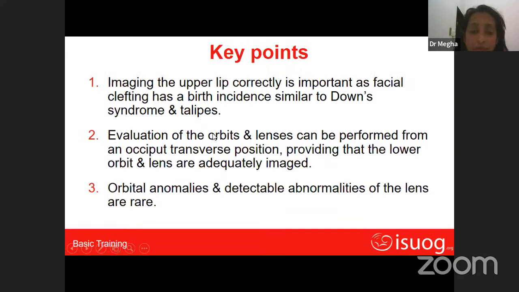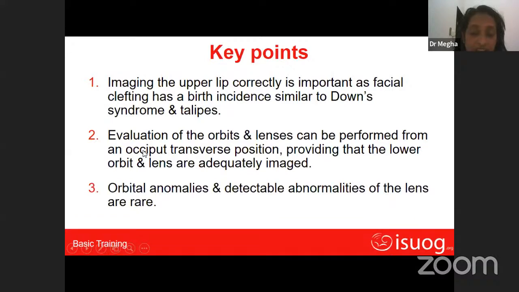So it is extremely important to visualize the upper lip. That is the minimum that is required in the ISUOG guideline, because the incidence of cleft lip is about 1 in 700. Orbital and lens abnormalities are very rare. So though it is always nice to have a look at the orbit, it is not a necessity or mandatory in the ISUOG guideline.